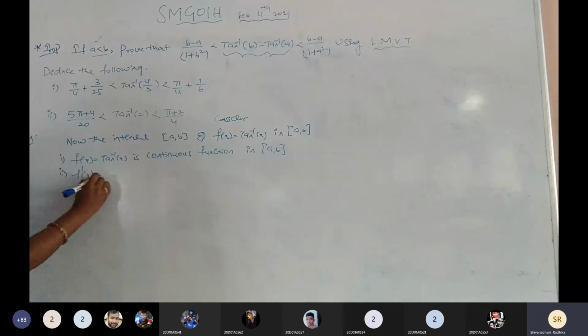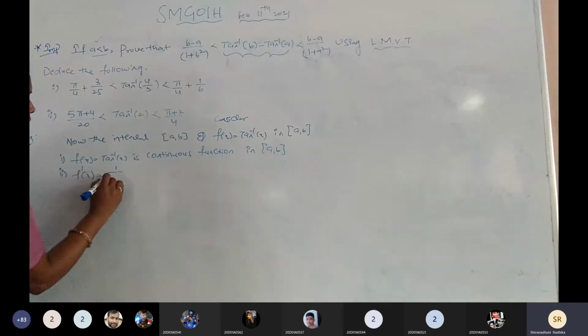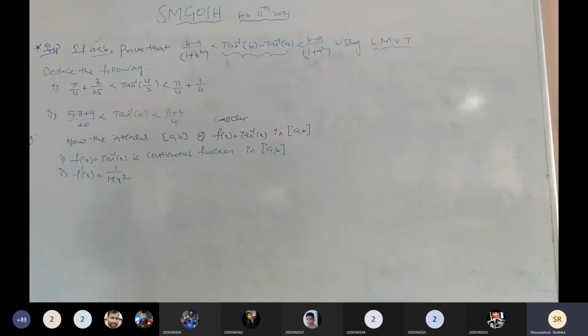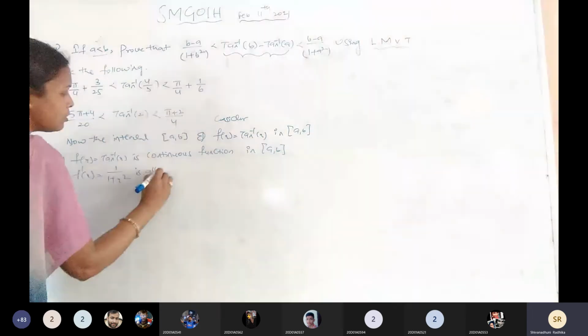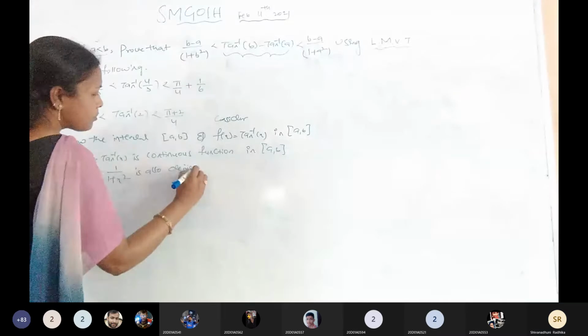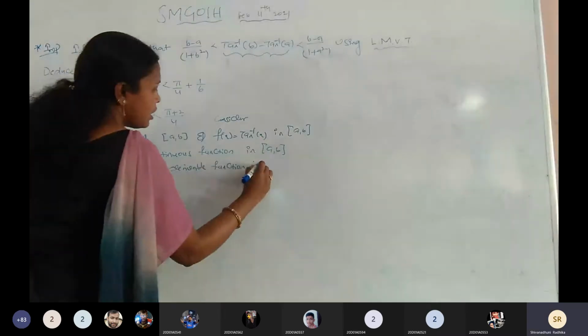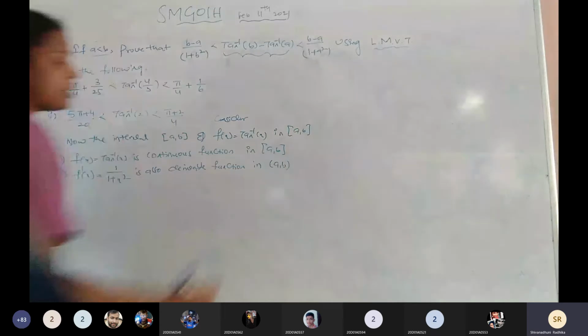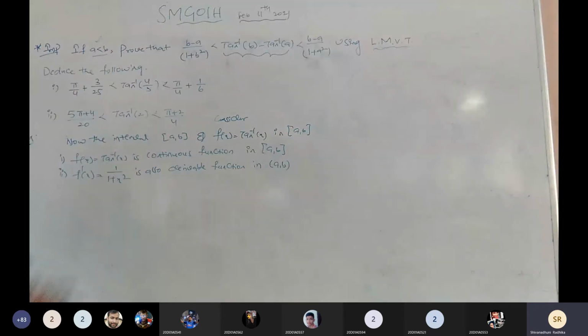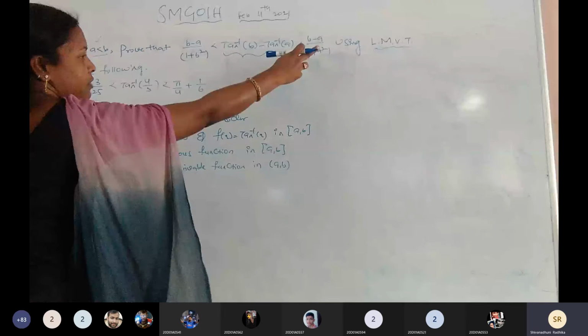f dash of x. What is the derivative of tan inverse of x? 1 by 1 plus x square. Remember the formula: the derivative of tan inverse of x is 1 by 1 plus x square. It is also derivable in the open interval A comma B. Two conditions are satisfied, so we can use Lagrange's mean value theorem.